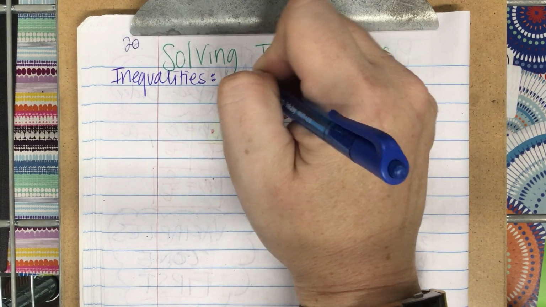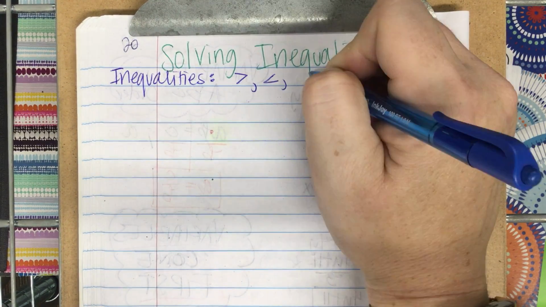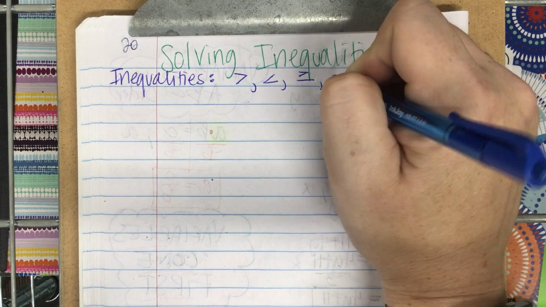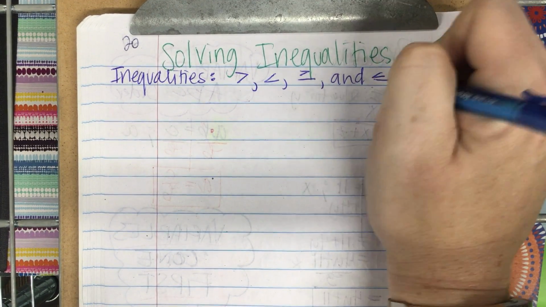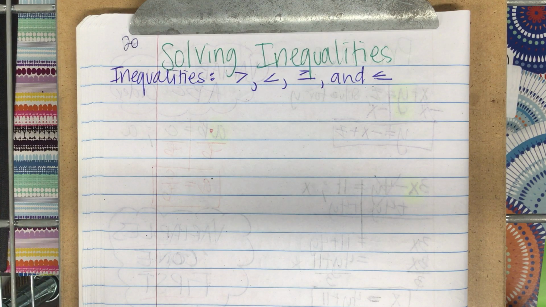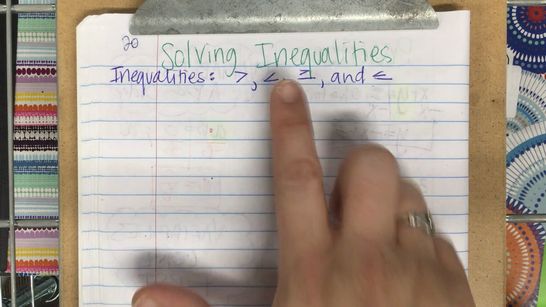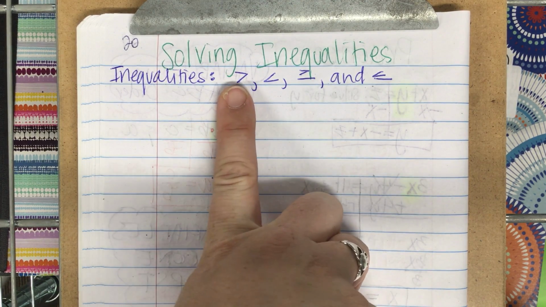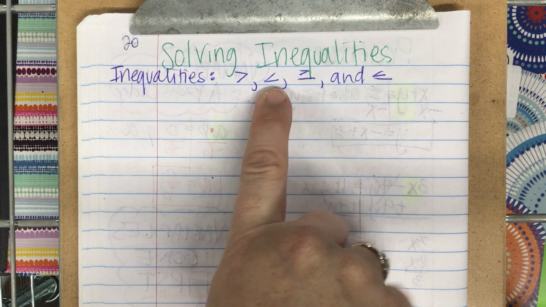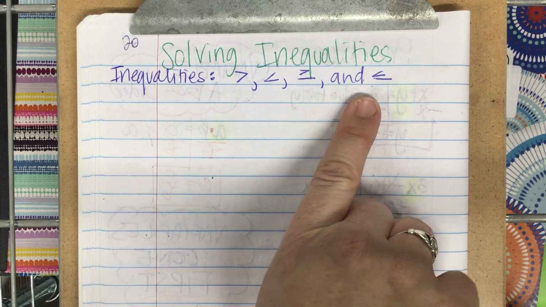Inequalities. Remember, these things are inequalities. Greater than, less than, greater than or equal to, less than or equal to. So we're not going to have an equal sign today. Instead of an equal sign, we're going to have an inequality sign.